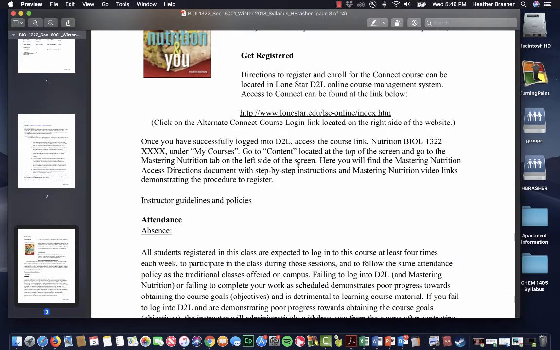To be able to register for this course, you're going to do it all through D2L. You're going to go into your course, go to the content, and you'll notice at the top of the page there's an area you can hit that says Intro to Course. Under the Intro to Course tab, there is information that says how to register in one of the other tabs down there, and it gives you step-by-step instructions in a Word or PDF document and also in videos. If you have any other questions, you can contact me.